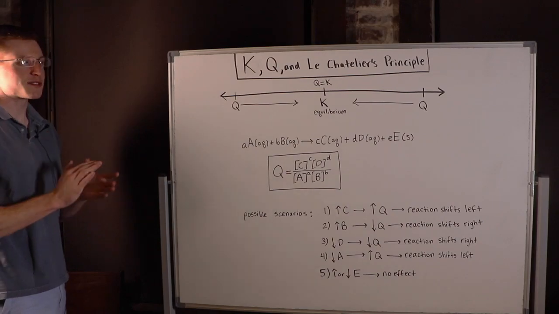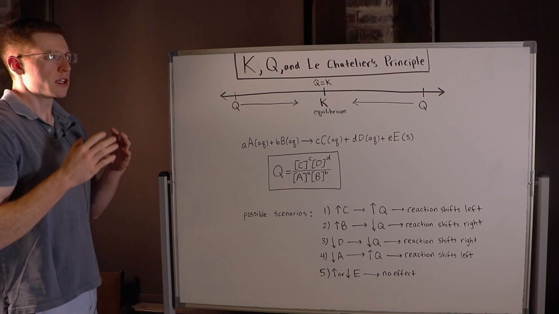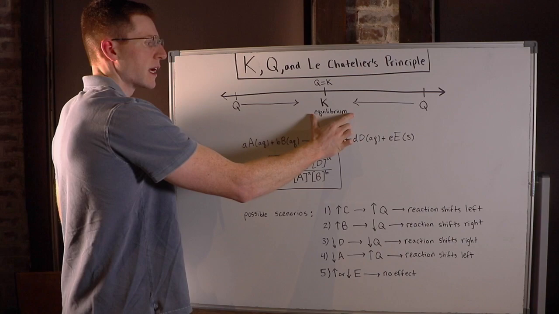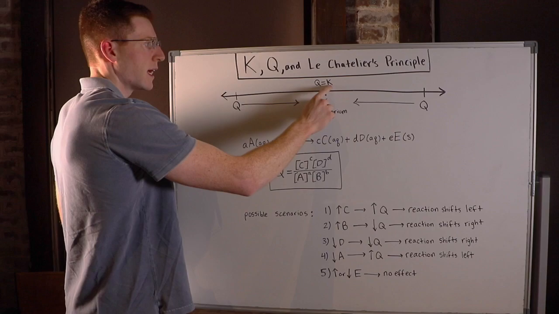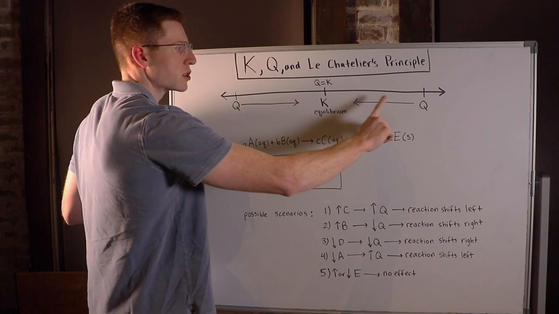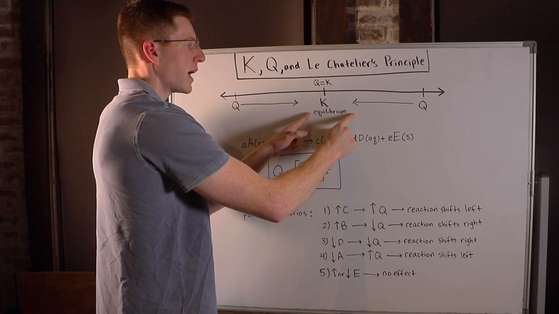In this video, I'd like to talk about K, Q, and Le Chatelier's principle. Le Chatelier's principle is essentially the idea that a reaction wants to stay at its own equilibrium. It wants to remain at the point where Q equals K. And if we disturb the reaction and shift it away, such that maybe Q is greater than K or Q is less than K, the reaction always wants to come back to this equilibrium state.